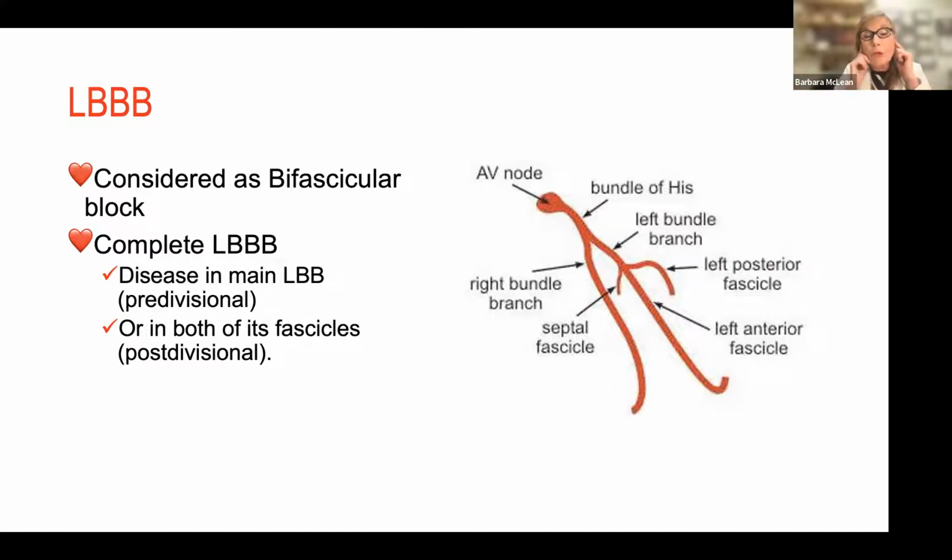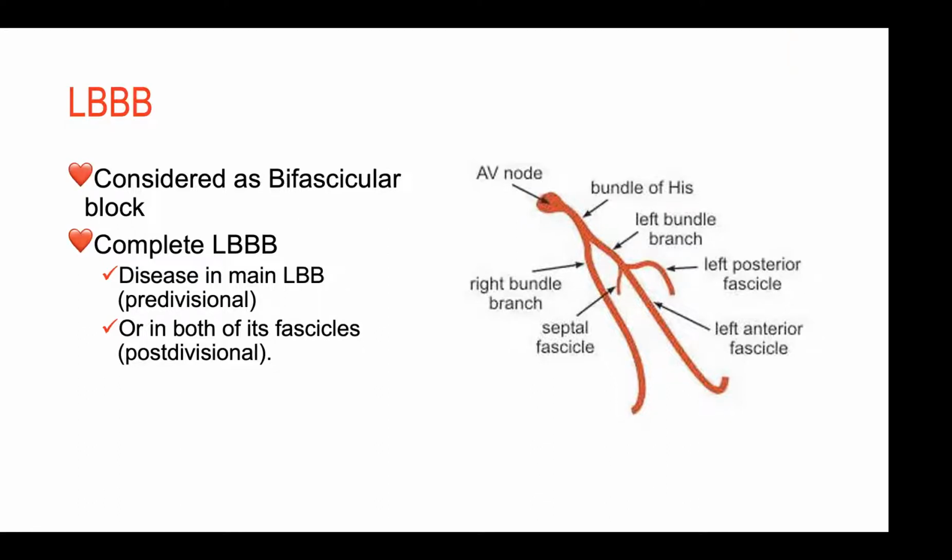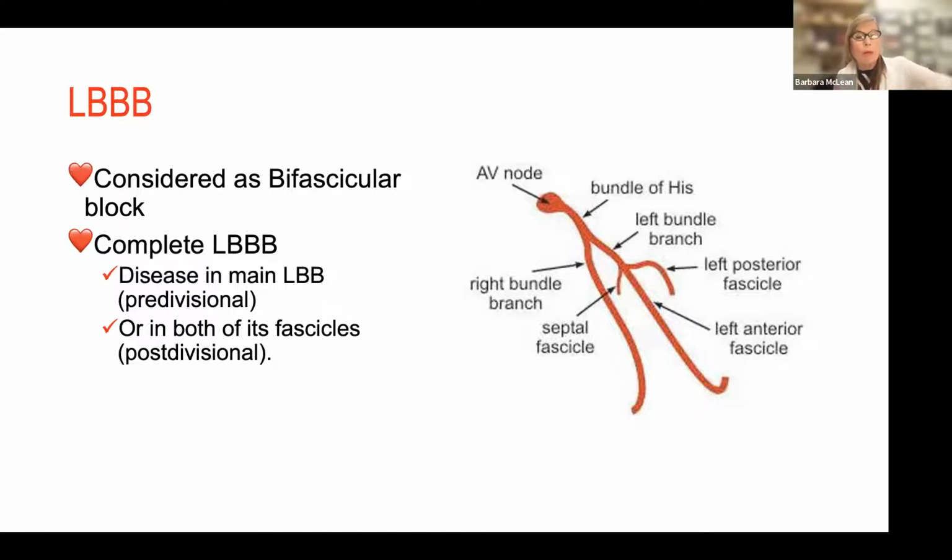Now, when I tell you that a bundle is blocked and you hear the word right, it means that a lot of current will be going towards the right because it's going to be cell by cell by cell. So you depolarize the left ventricle really fast and you depolarize the right ventricle really slowly. And that's what tells us about a right bundle branch block.